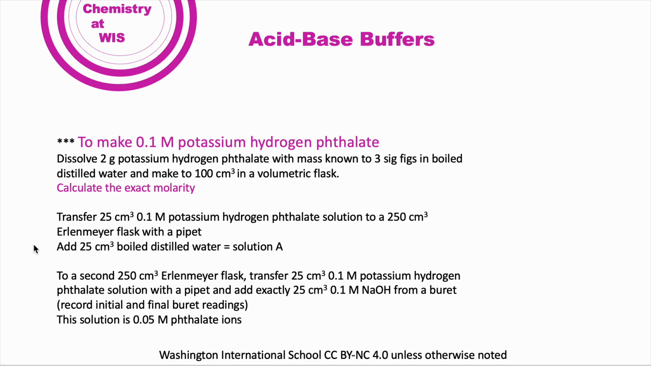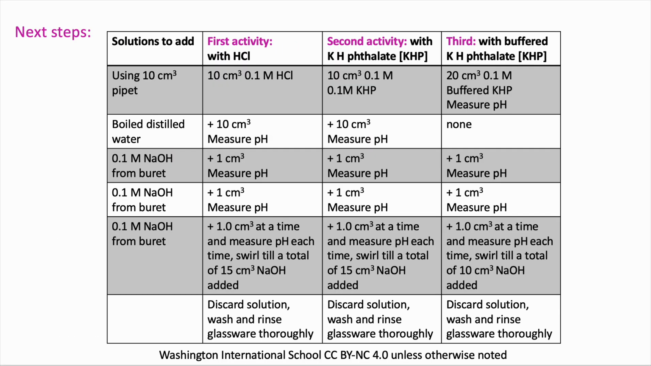And to a second solution, what you're going to do here is add 25 centimetre cubed of potassium hydrogen phthalate and 25 centimetre cubed of sodium hydroxide. And that would then end up as 0.05 of your phthalate ions of your salt. And here, with the next steps, what you're going to add, I'm not going to go through all of them, but we're going to look down the line headed first activity.